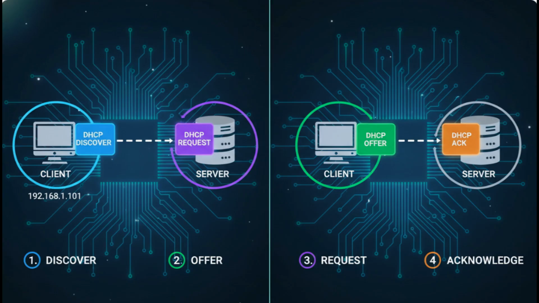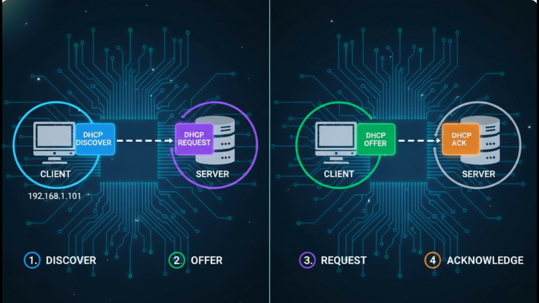Now let's understand how DHCP actually works. DHCP follows a four-step process known as DORA. DORA stands for Discover, Offer, Request, and Acknowledge. Step 1. Discover. When a client device connects to the network, it does not have an IP address, so it sends a broadcast message called DHCP Discover to find available DHCP servers.